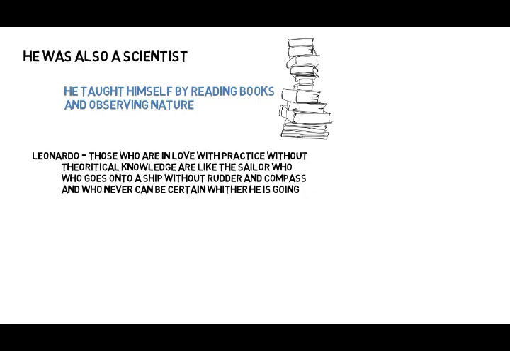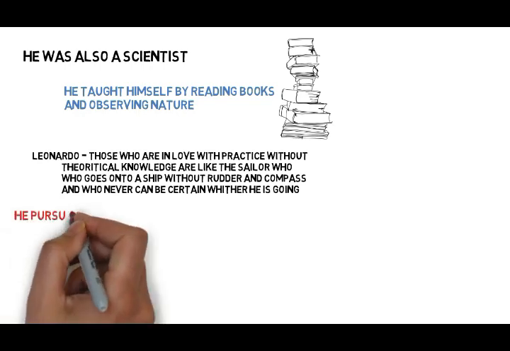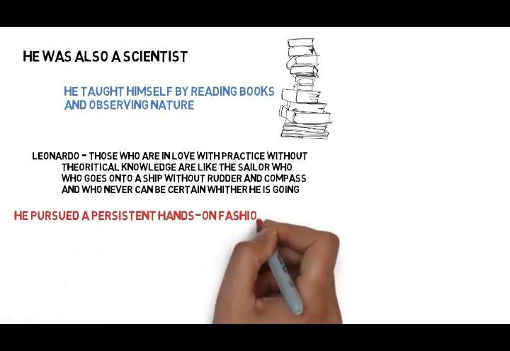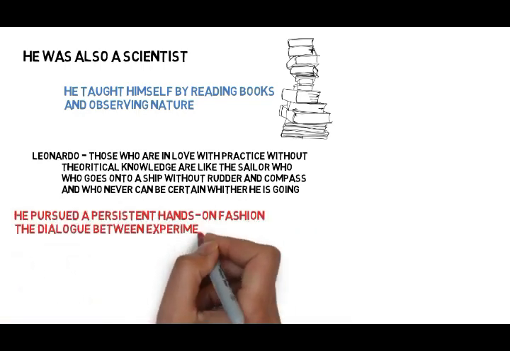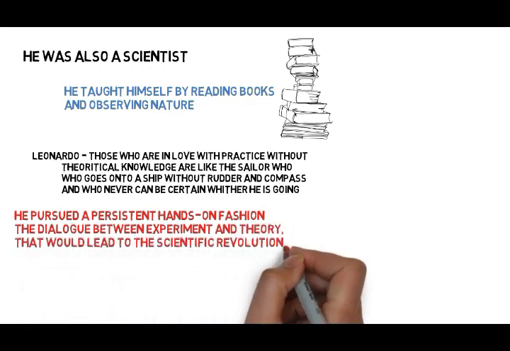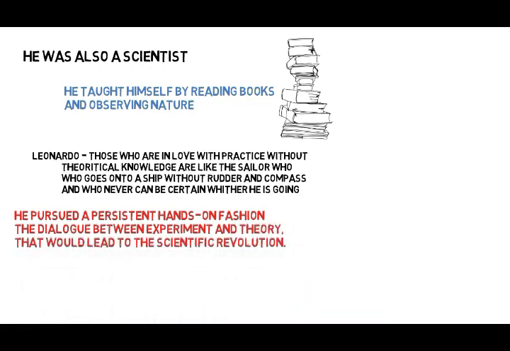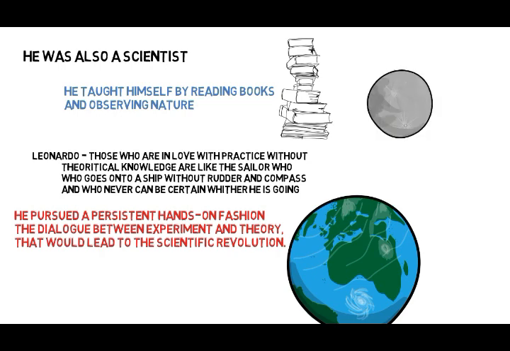As a result, Leonardo became one of the major Western thinkers, more than a century before Galileo, to pursue in a persistent, hands-on fashion the dialogue between experiment and theory that would lead to the scientific revolution. He also said that, as we stand on Earth and see the moon reflecting light, we would also see the reflection of light by the Earth if we stood on the moon. And he was absolutely correct.